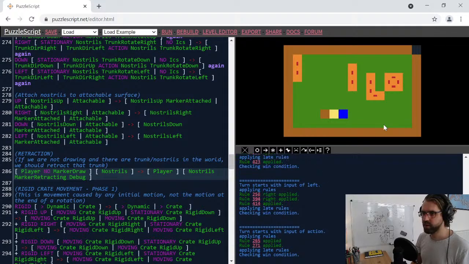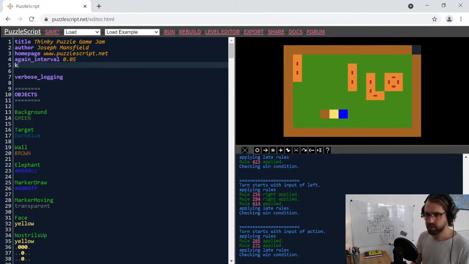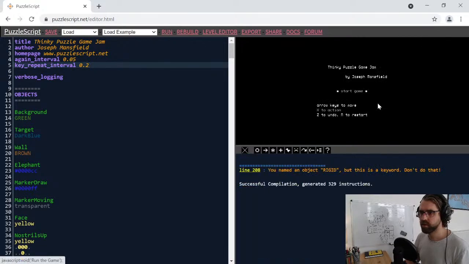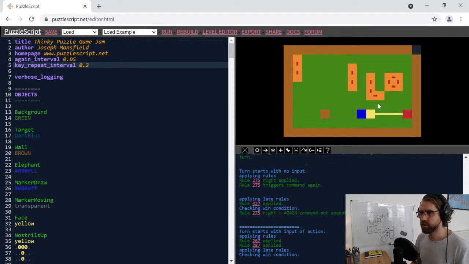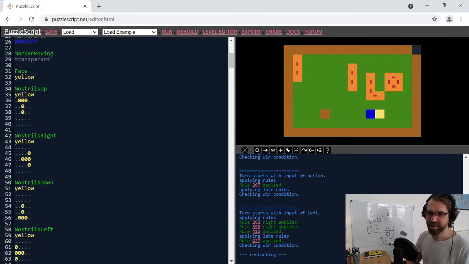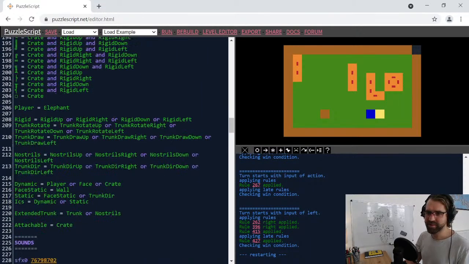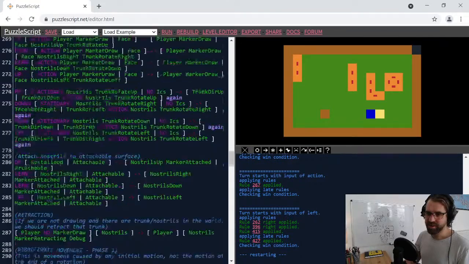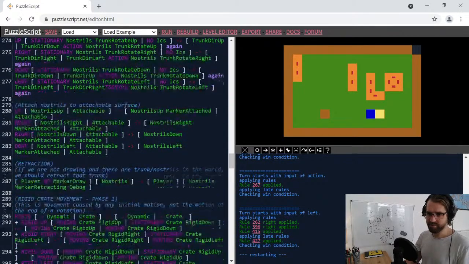Wait, what actually happened there? I think my key repeat interval is way too low. What's a decent key repeat interval? It's alright, whoa, that messes up, that's fine. Okay.